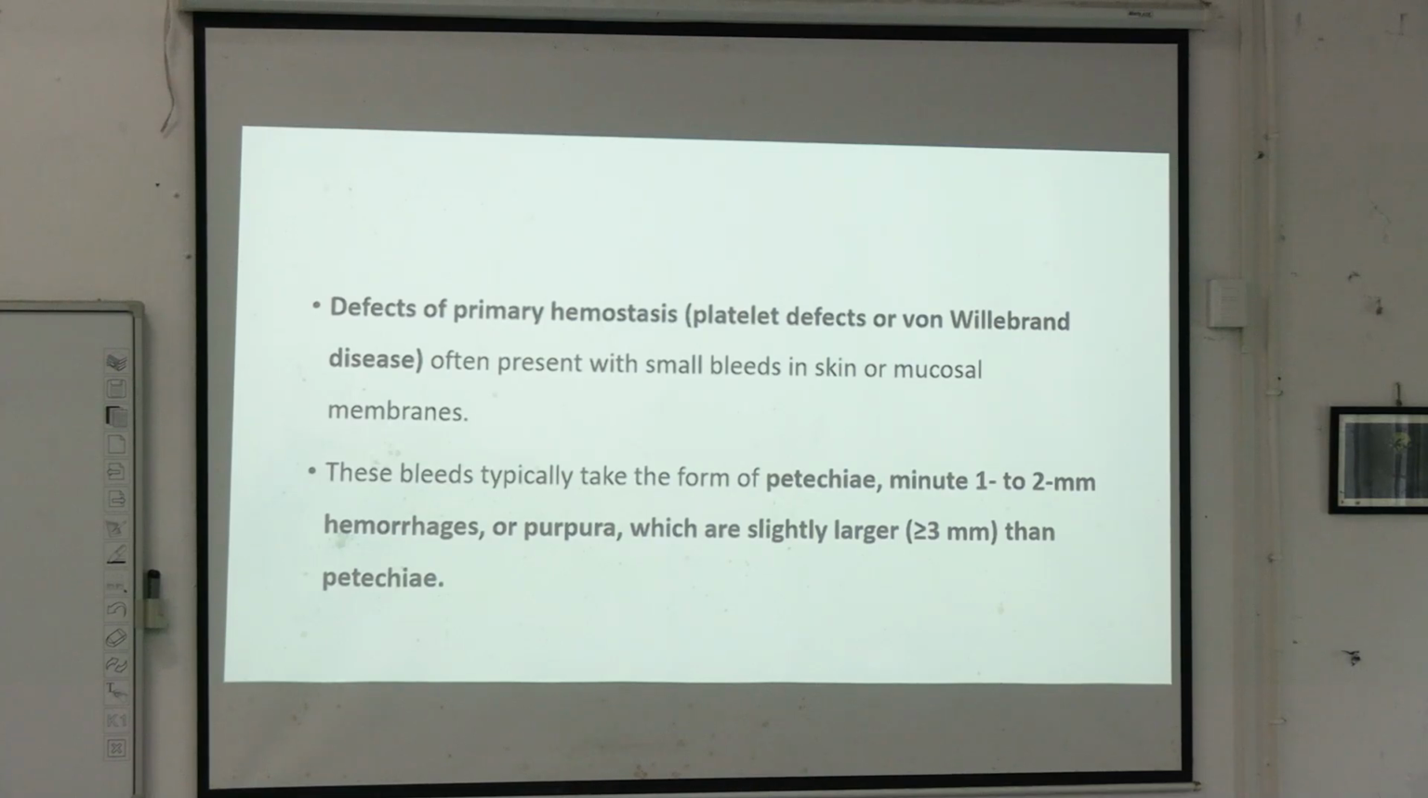Defects of primary hemostasis: platelet defects or Von Willebrand disease. Defects in primary hemostasis, when platelet defects or Von Willebrand disease happen, often present with small bleeds in the skin or mucosal membranes. This bleeding typically takes the form of petechiae, which means minute 1 to 2 mm hemorrhages, or purpura. Purpura is slightly larger, more than 3 mm, and petechiae are small, 1 to 2 mm. So purpura is larger than petechiae.